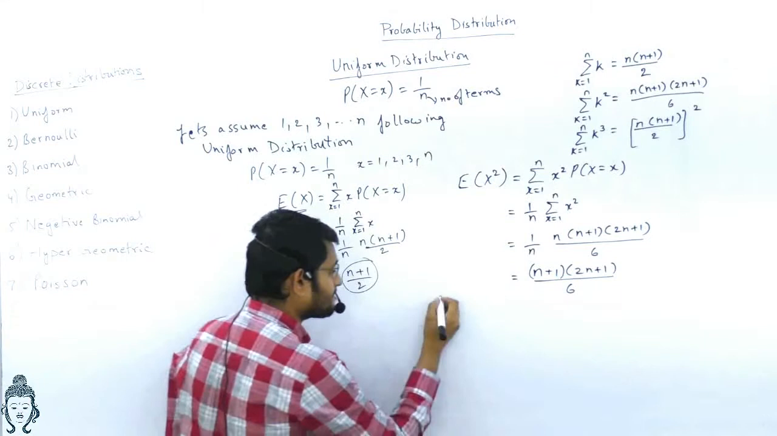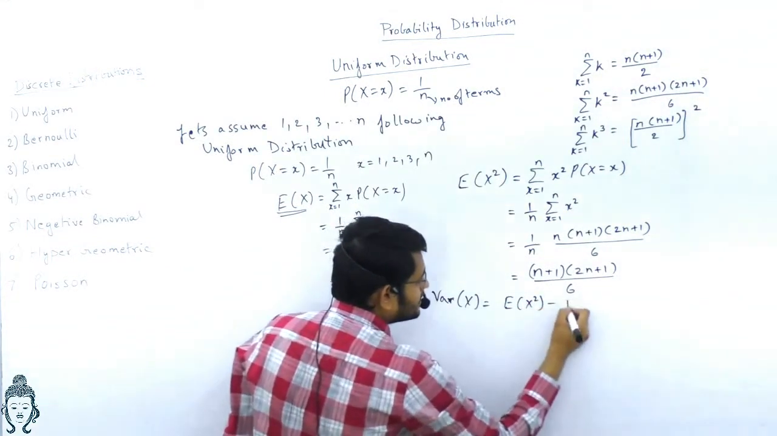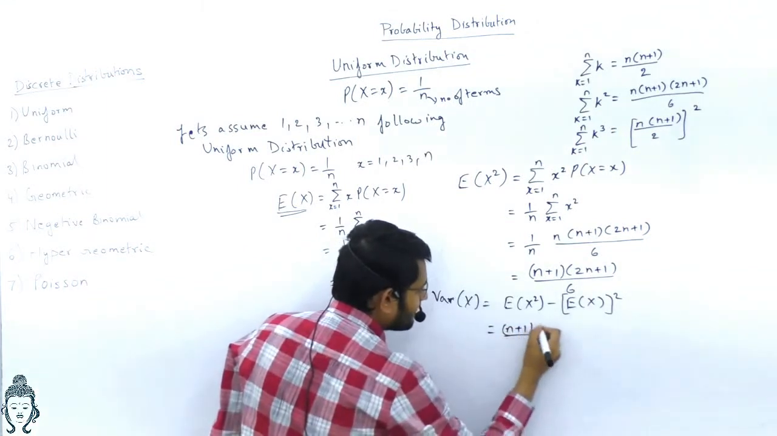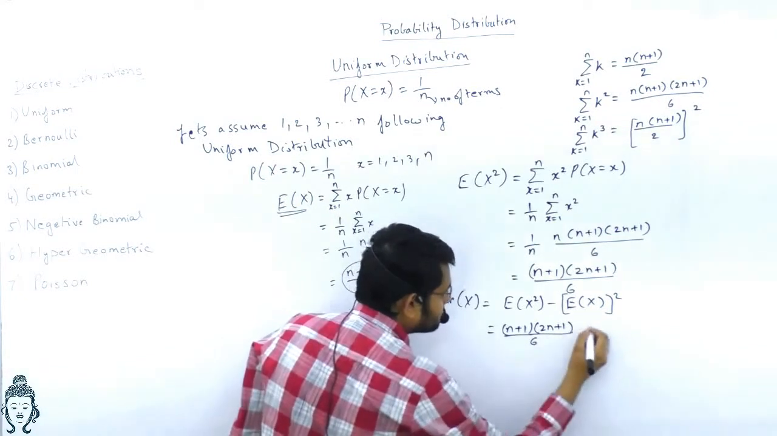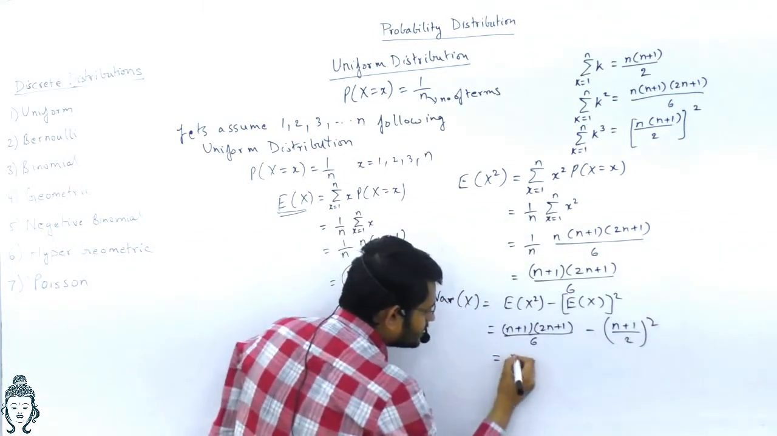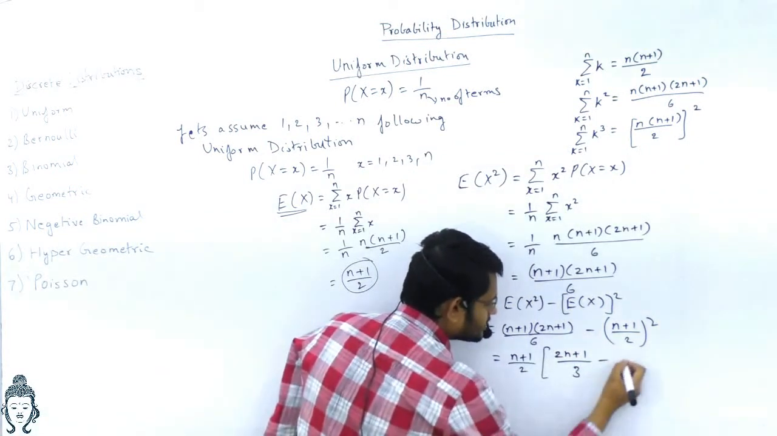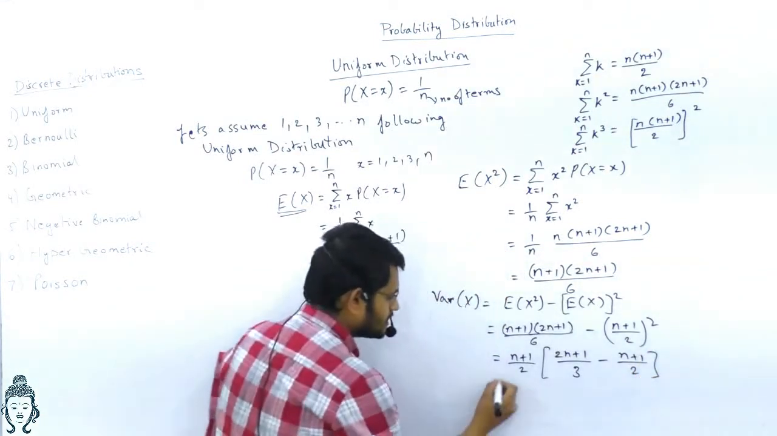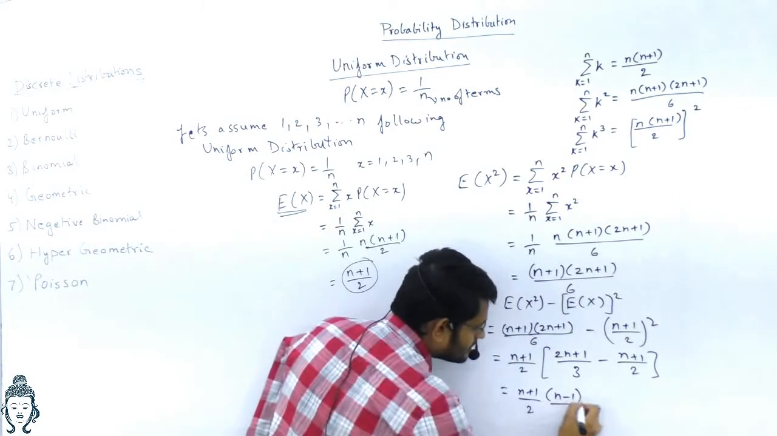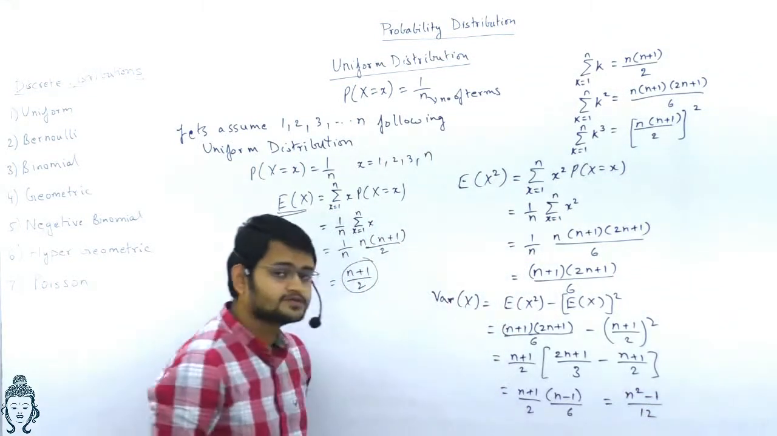Now let's find the variance. Variance of x is nothing but the expected value of x square minus the expected value of x, the whole square. I can take (n+1) by 2 common from both of these terms, and I am left with (2n+1) by 3 minus (n+1) by 2. And if you cross multiply, you are going to get (n minus 1) by 6, or this is nothing but (n square minus 1) by 12. So this becomes our variance.